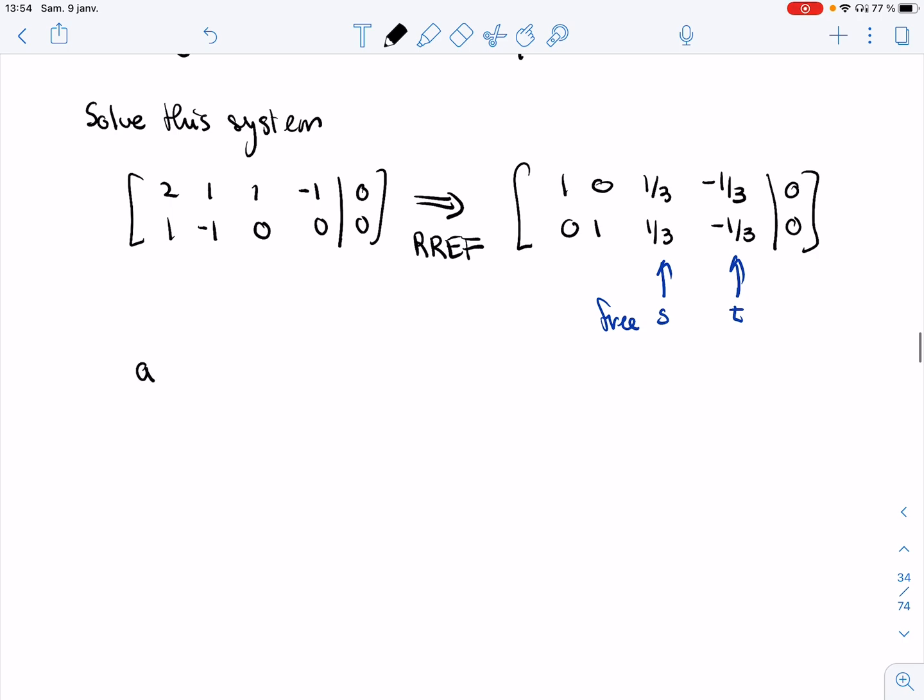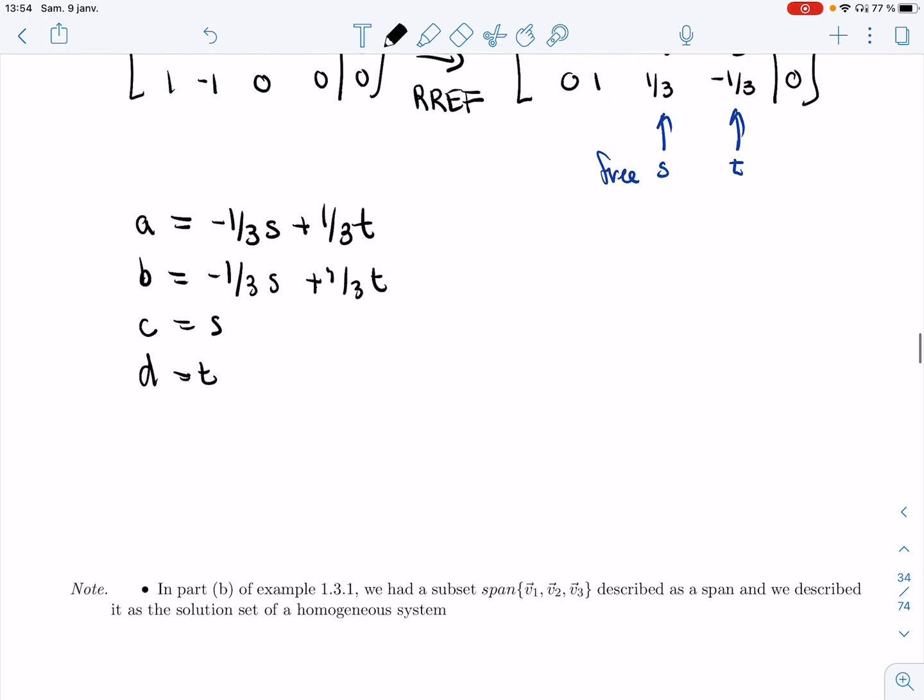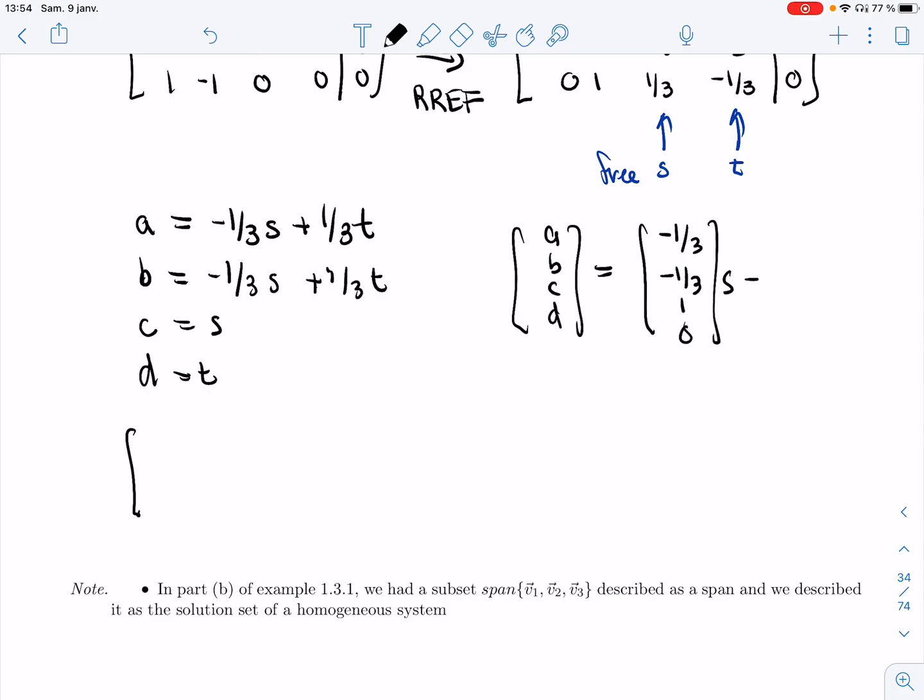And so the first equation tells me that a is minus a third s plus a third t. The second equation tells me that b is minus a third s plus a third t. The c is s, d is t. And so what we're getting is that (a, b, c, d) is equal to minus a third, minus a third, 1, 0 times s, plus 1/3, 1/3, 0, 1 times t.